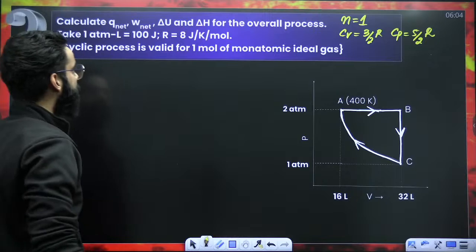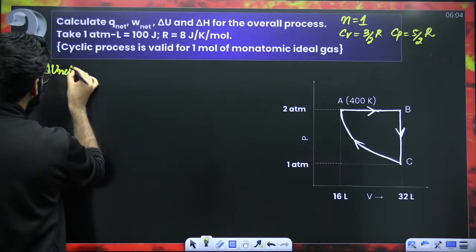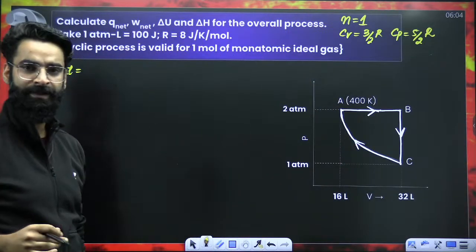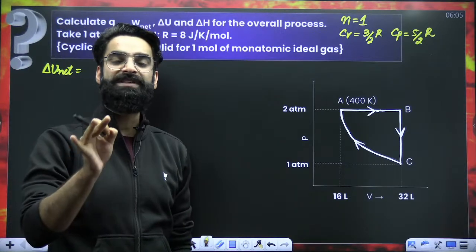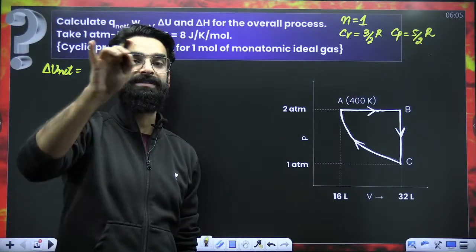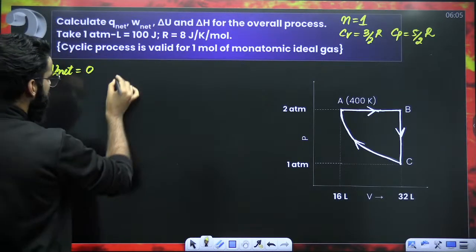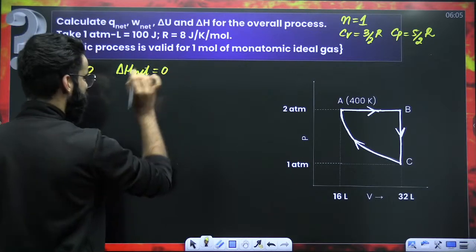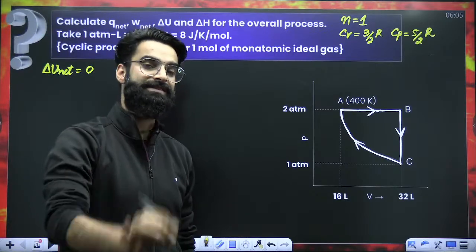Now, first of all, what are we supposed to calculate? If I ask you, what about delta U net for the cyclic process? Net internal energy change during the cyclic process. My dear students, as I told you a few minutes back, change in the value of a state function for a net cyclic process is always 0. So delta U net for the cyclic process has to be 0. Similarly, delta H net for the cyclic process again has to be 0 only. Something which we already discussed, because U and H are state functions.